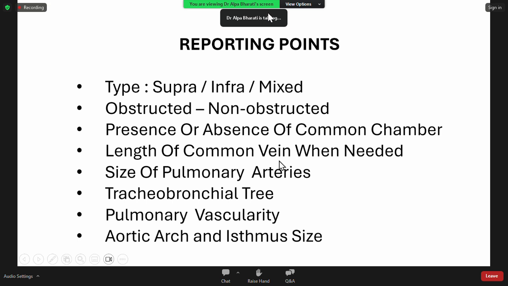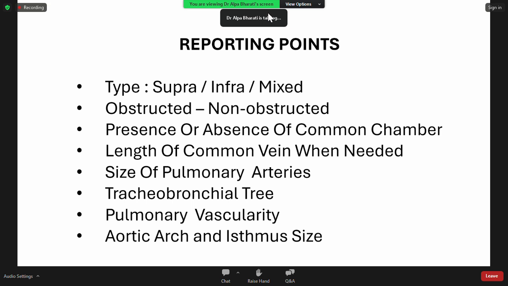You may need to give the length of the common vein, especially if it's infracardiac. Size of the pulmonary arteries is important because most of these patients will have pulmonary hypertension and PAs may be enlarged and dilated. Now, invariably when PAs are dilated, you must look at the tracheobronchial tree for any kind of compression. If there is a bronchial compression, again, it is an important finding pre-operatively, because these patients may have difficult extubation later on. So the counseling and the risk that you assess pre-operatively depends on that.